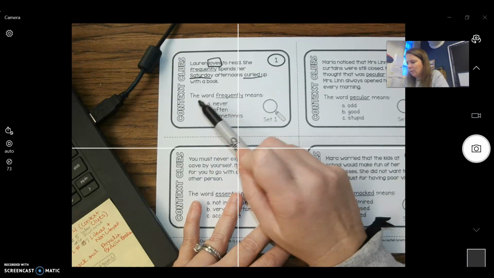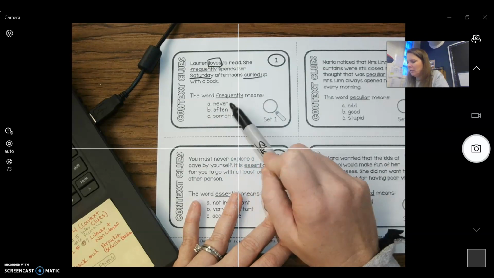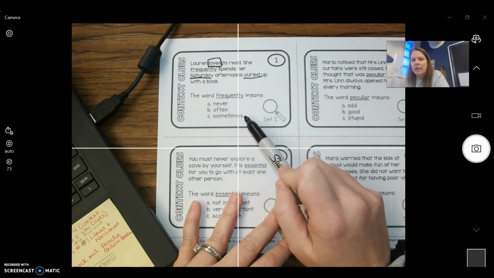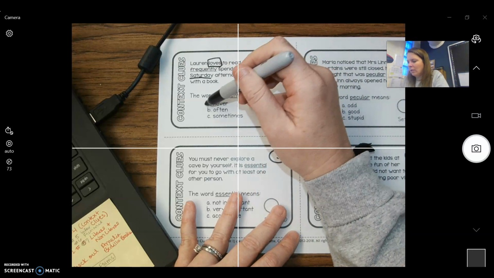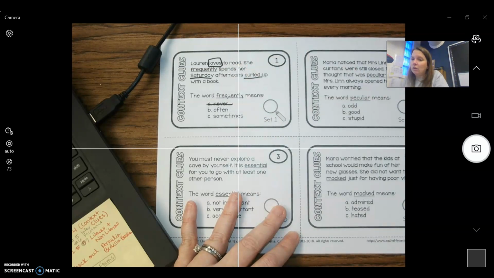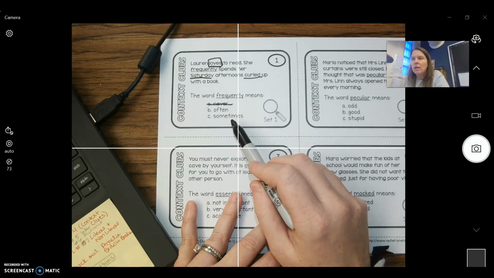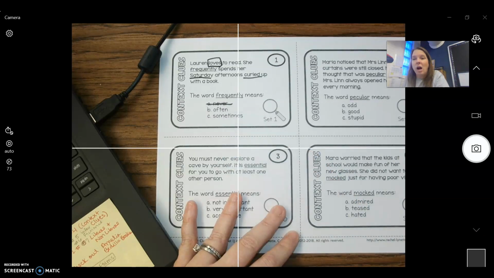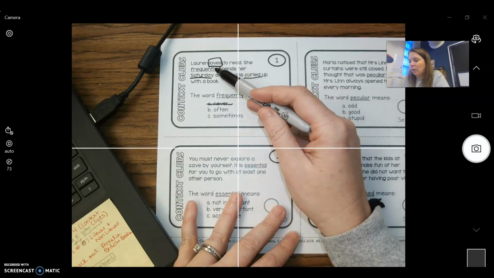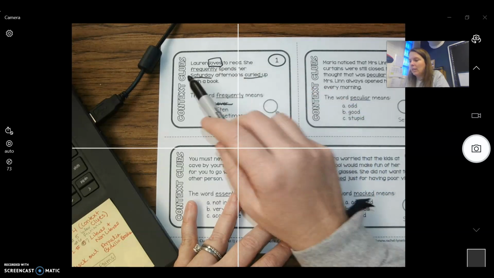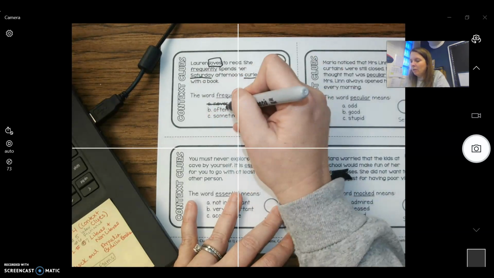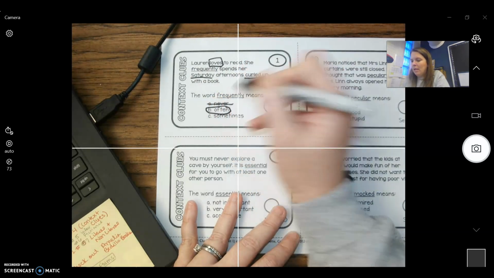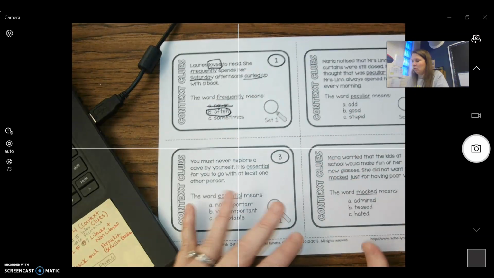Let's look at our choices. The word frequently means never, often, and sometimes. Well, I know it's not this one, because if she loves to read, she's definitely going to read a lot. Sometimes means that she might do it once or twice a week, but the word often means that they do it a lot. So I think frequently means often because I think she loves to read so much. So I'm going to circle B here. Okay? All right, let's do one more together.